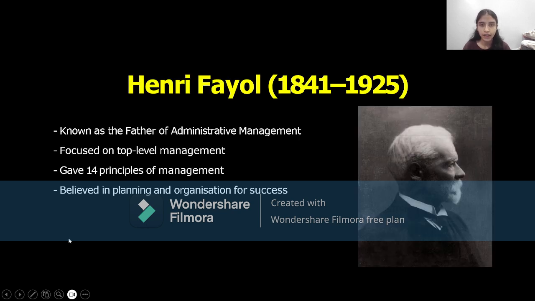Here it's Henry Fayol. He is known as the father of administrative management. He was a French engineer who focused on how top managers should organize work. So he has 14 principles and they are going to be studied. Principles of management are still studied and applied around the world.